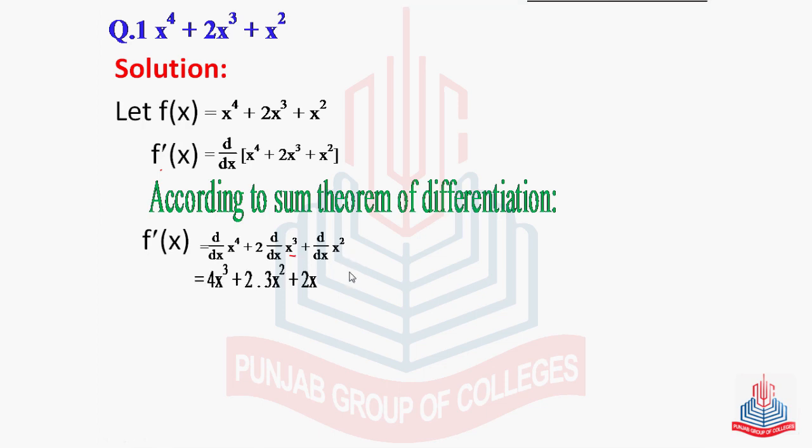By using the power rule, the derivative of x⁴ will become 4 times x raised to the power 4 minus 1, which will become 3, plus 2 times the derivative of x³, which by the power rule will become 3x², plus the derivative of x², again by the power rule, that will become 2x raised to the power 2 minus 1, so that will become power 1. So finally the derivative of the given function will become 4x³ + 6x² + 2x.